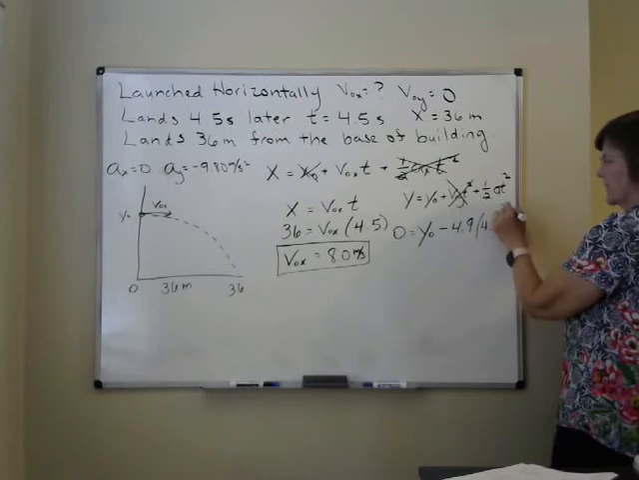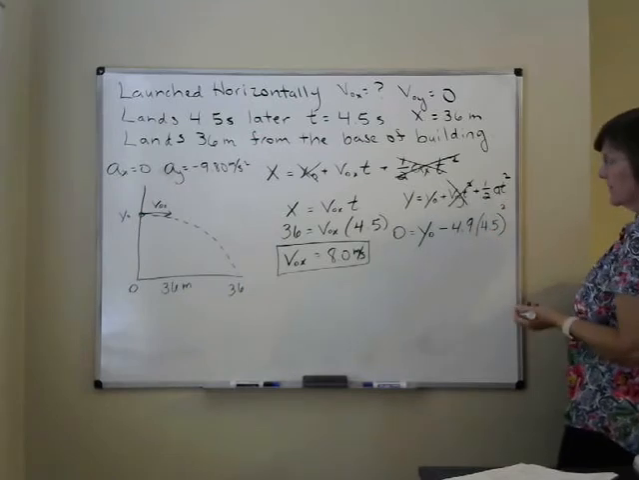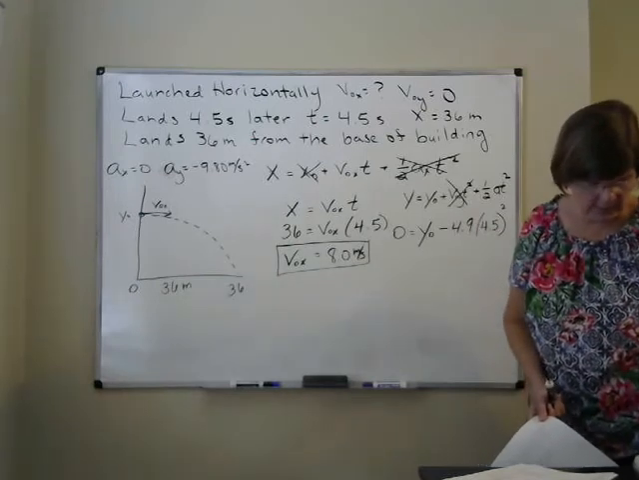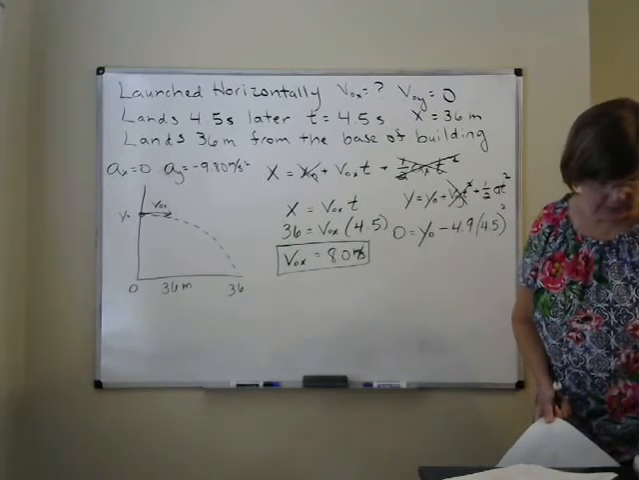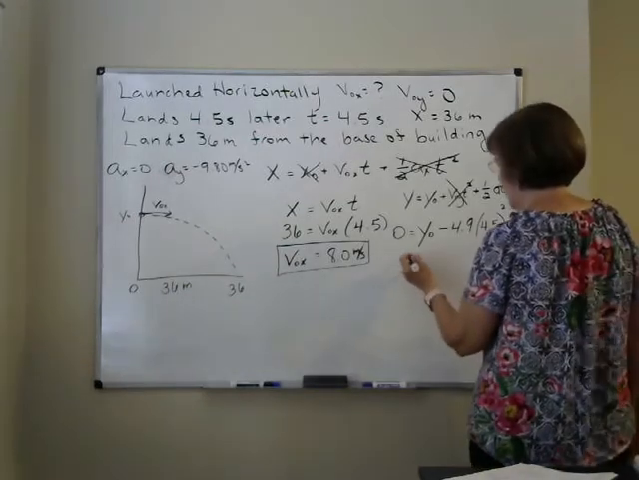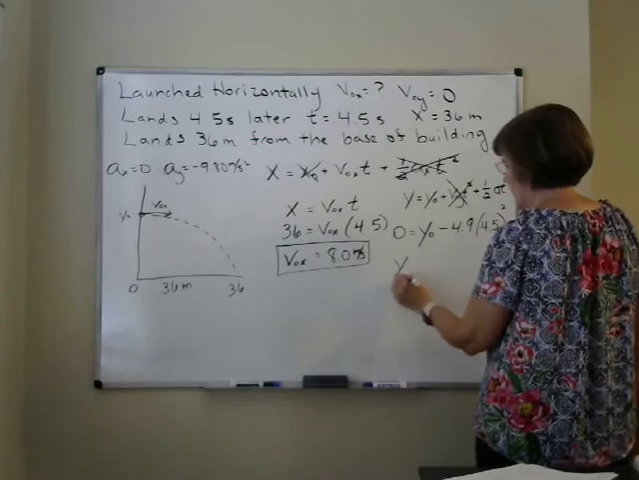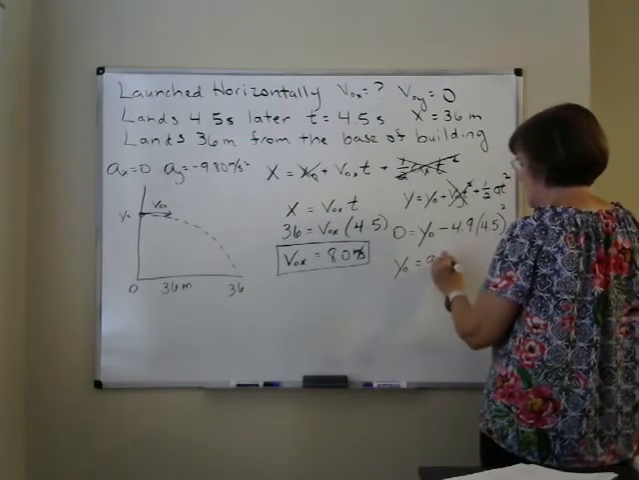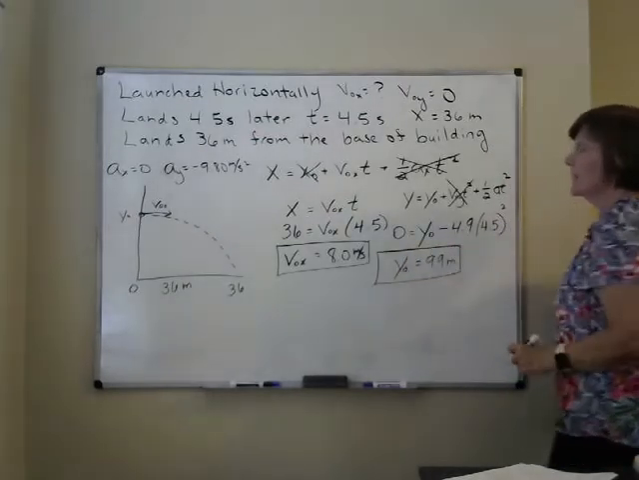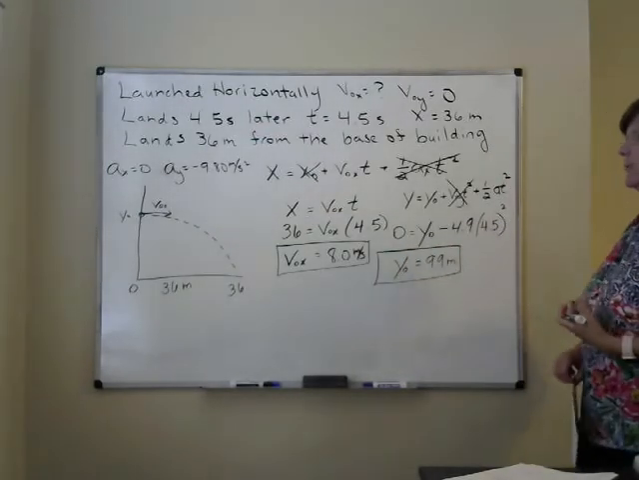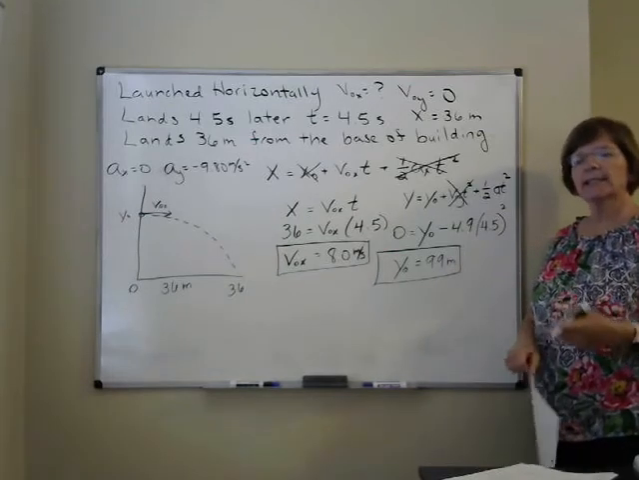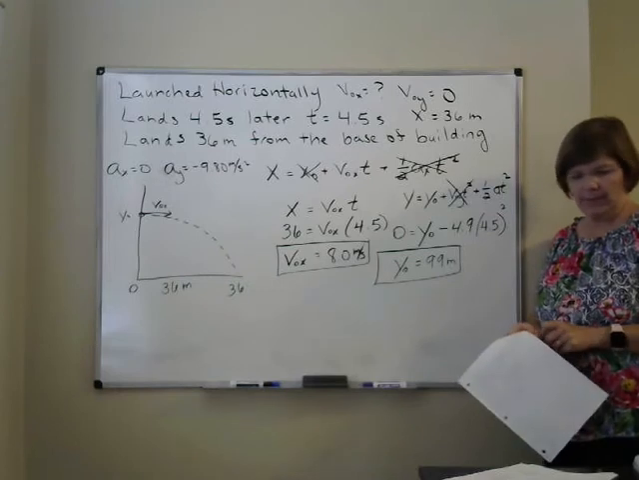I just need to know what 4.5 squared is times 4.9. 4.5 squared times 4.9 comes out to be 99. Y0 is 99 meters. So they gave us a little bit different information, so we solved it. Same equations, we just had different things to look for in that problem.